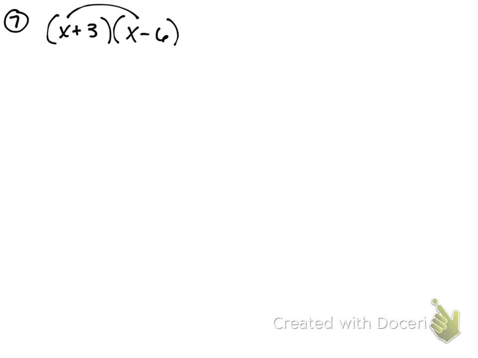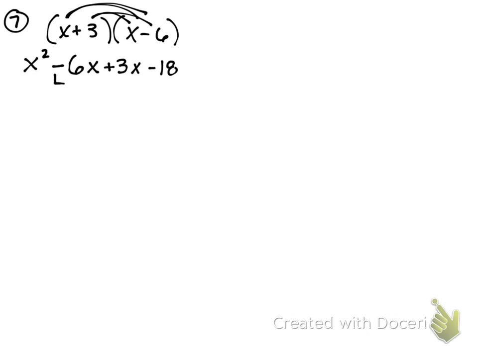First, x times x, which is x squared. X times negative 6, which is negative 6x. 3 times x, which is positive 3x. Now, pay attention to your sign. 3 times negative 6 is what? Negative 18. If you write positive 18, it is wrong.